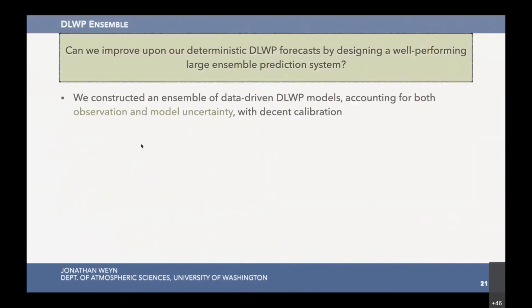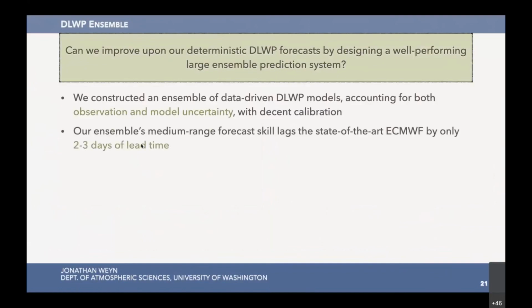So just to summarize the ensemble prediction system, we constructed an ensemble of our DLWP models, which accounts for both observation and model uncertainty. Our medium forecast range skill increases with this use of the ensemble, and lags the state-of-the-art ECMWF ensemble by only about 2 to 3 days of forecast lead time.